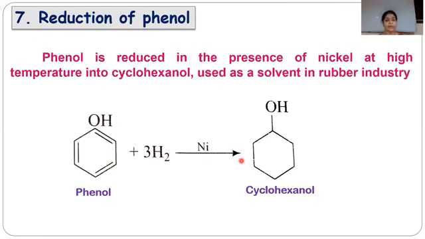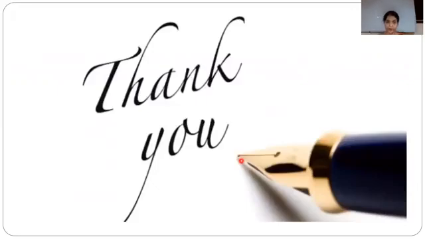Next reaction is the reduction of phenol. Reduction of phenol means addition of hydrogen or removal of oxygen. Phenol is reduced in the presence of nickel at high temperature into cyclohexanol. Cyclohexanol is used as a solvent in the rubber industry.